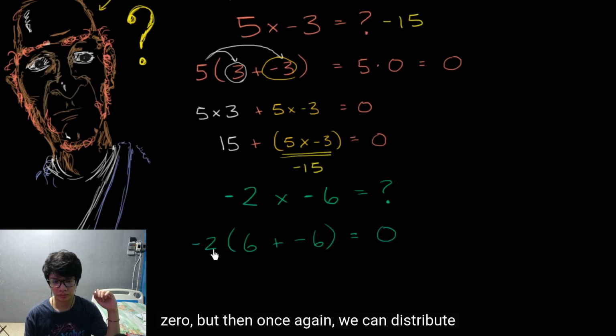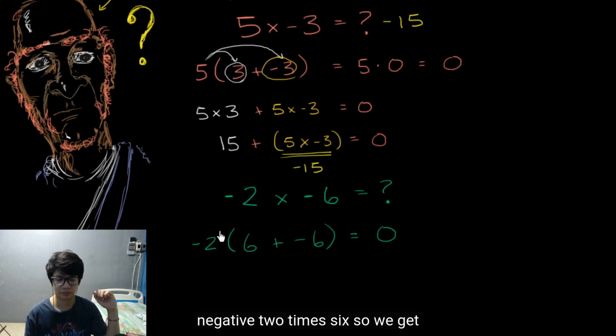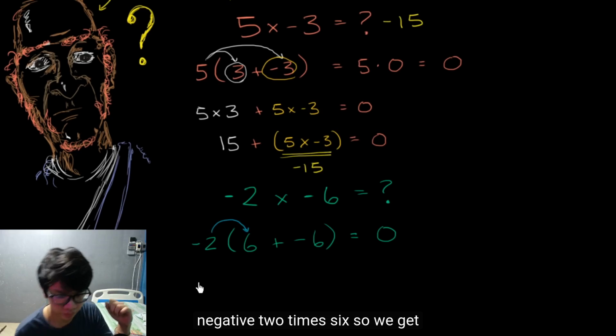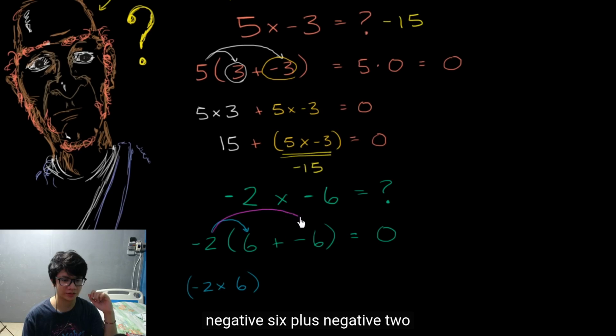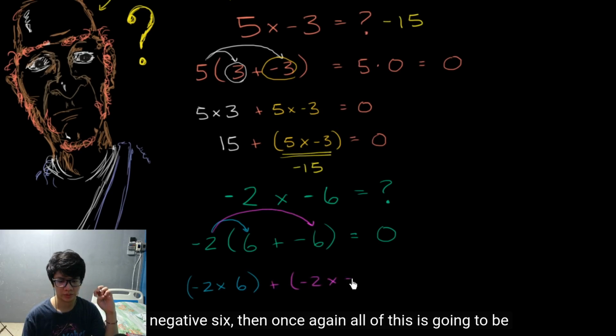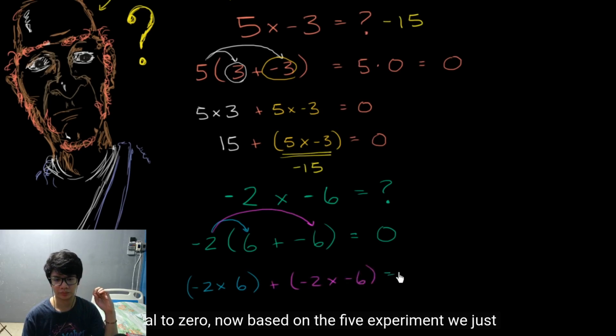But then once again, we can distribute. We can distribute negative 2 times 6. So we get negative 2 times 6 plus negative 2 times negative 6. And once again, all of that is going to need to be equal to 0.